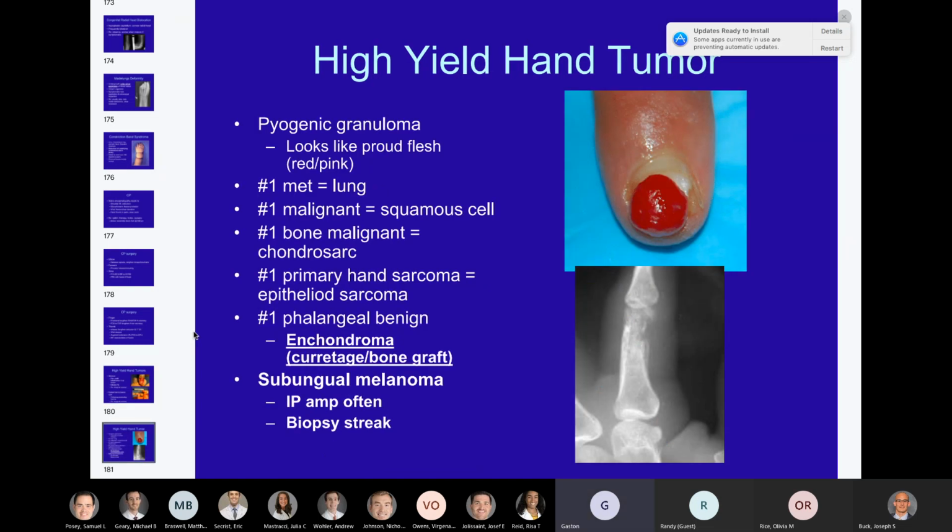Other ones. The picture on the top right, all they have to do is they showed that picture before. What is it? It's a pyogenic granuloma. Treatment would be either they might want you to do silver nitrate initially or just remove it.